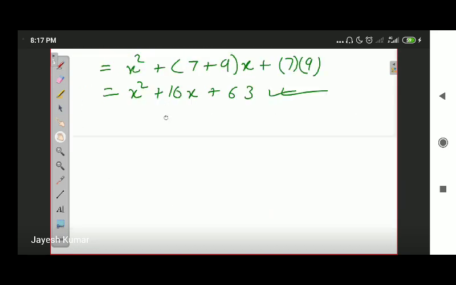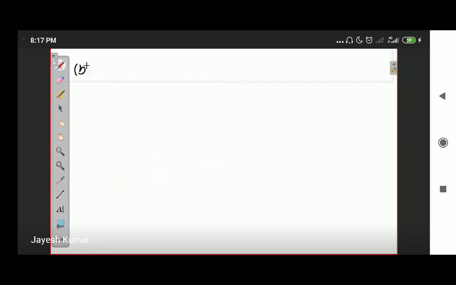Let us do second question, B part. In B part, you have PQ plus 5 and PQ plus 3. You have to find out the multiplication of PQ plus 5 and PQ plus 3. Once again, you are going to use the same formula. So let us write the formula first of all.